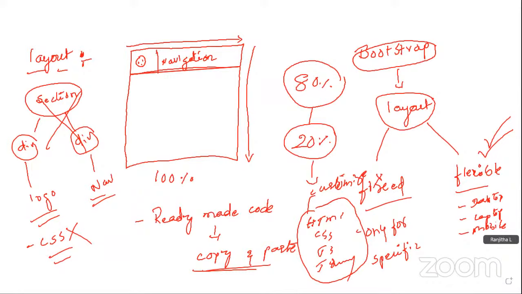Here I'm just writing one simple section, and for this section I can even decide the class, whether this page is going to be a fixed layout or fluid layout. First I'll try to make this one a fixed layout. Section class is equal to container. Now container is a predefined class which comes from Bootstrap.